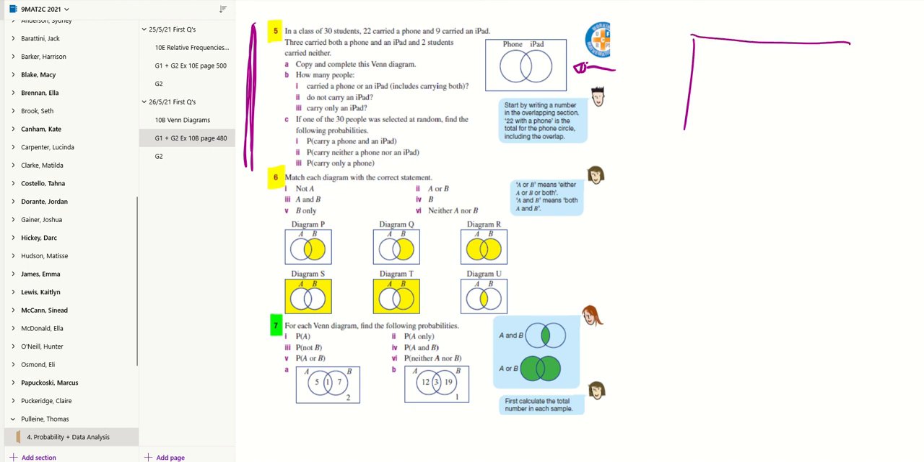So you all have written in your book that thing. You're going to have your oval or square, you're going to have those two circles. This first one is a phone. The second one is an iPad. Let me read the question.